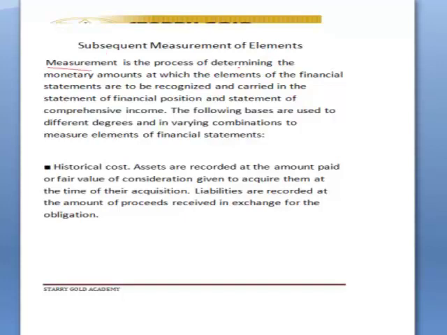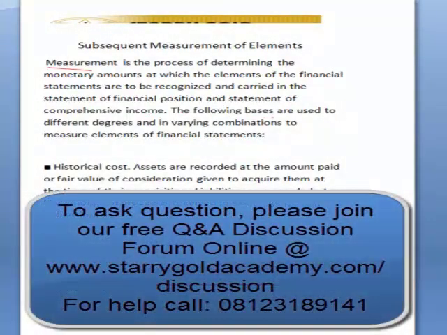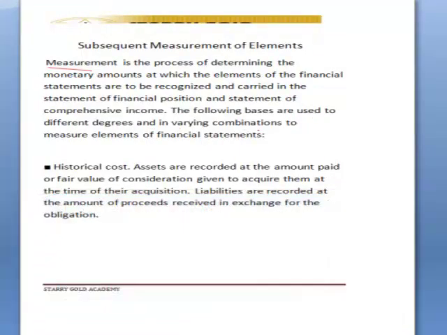Measurement is the process of determining the monetary amount at which the elements of the financial statement are to be recognized and carried in the statement of financial position and statement of comprehensive income. The following bases are used to different degrees and in varying combinations to measure the elements of a financial statement. Number one, the subsequent measurement will be historical costs. Of course, you know it is peculiar with financial accounting.